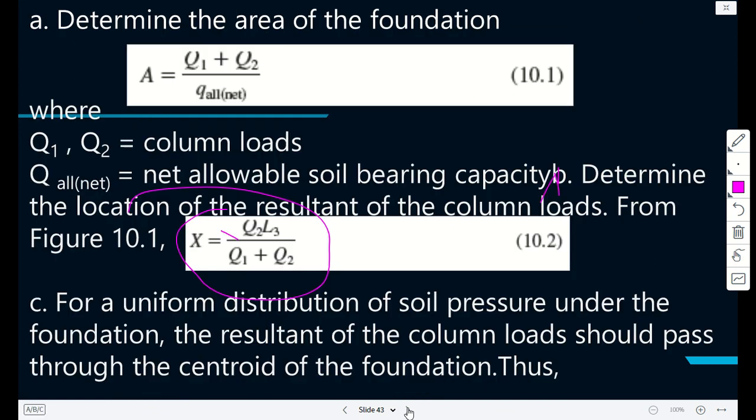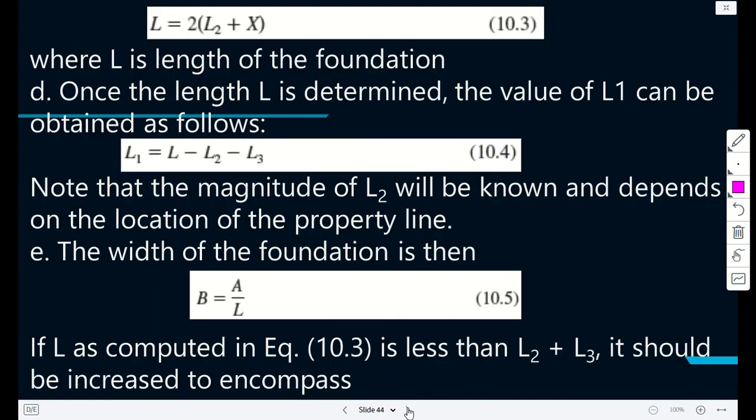Based on geometry. So where L is the length of the foundation, once L is determined, the value of L1 can be obtained as follows: L1 is L minus L2 minus L3. Note that the magnitude of L2 will be known and depends on the location of the property line.